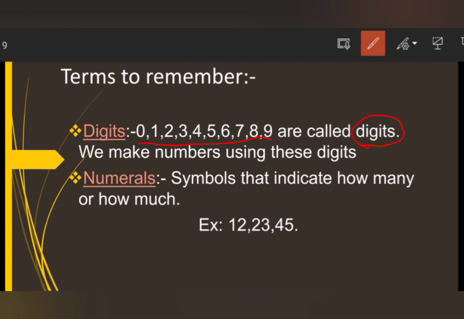You can see any example. So I'll write a number. See, what is this number? 438. This number is formed by using 3 digits, 4, 3, 8. So any number you can take, whatever number you take, that number will be formed by these digits only. The numbers which are formed by these digits are called numerals.